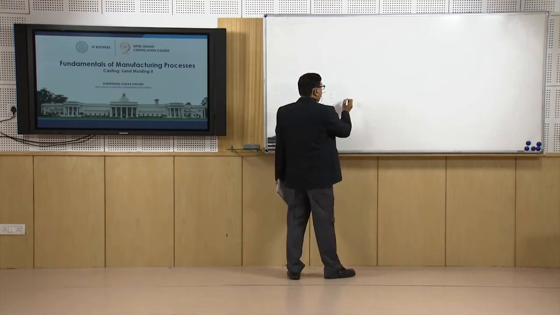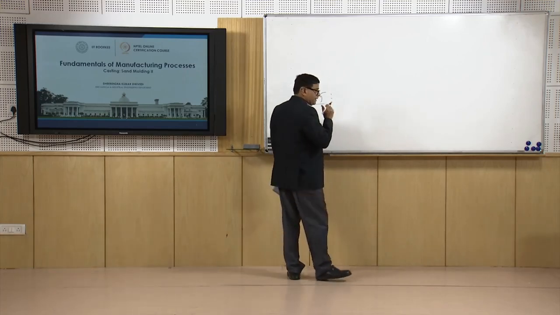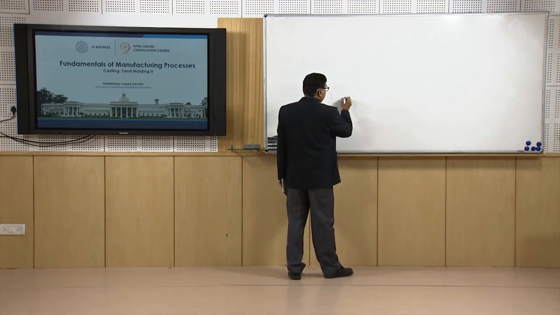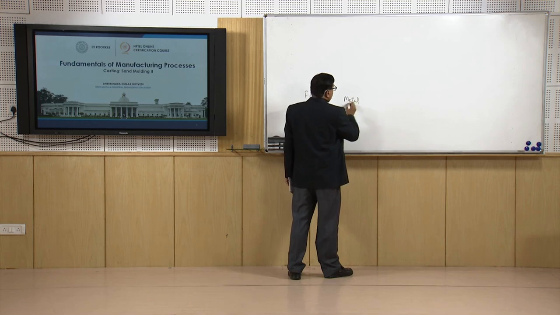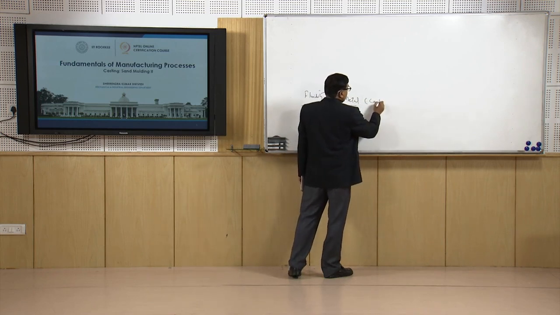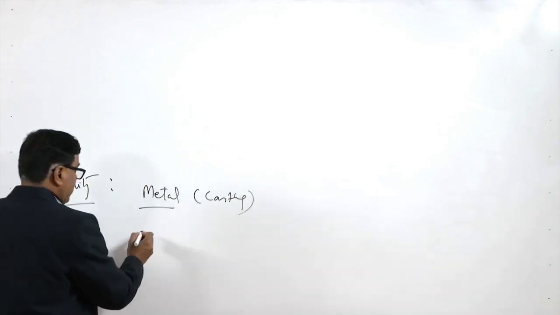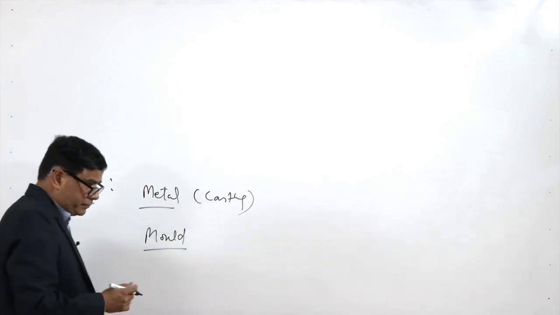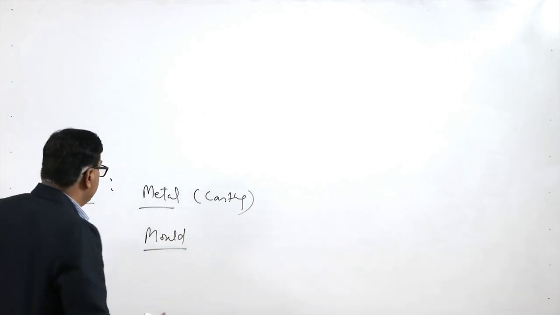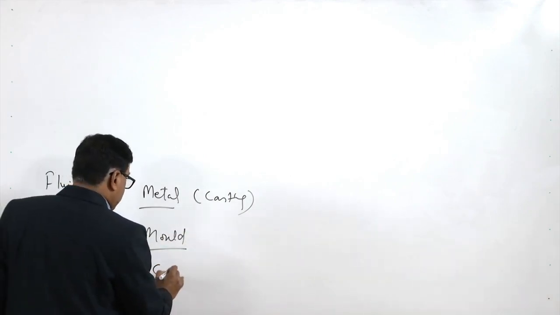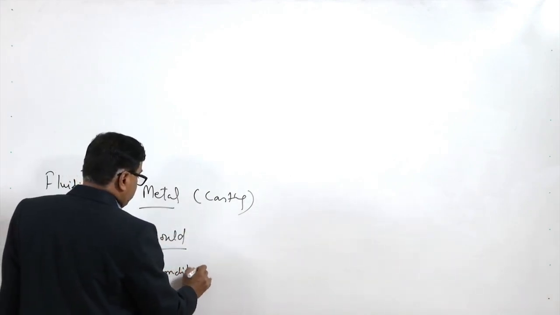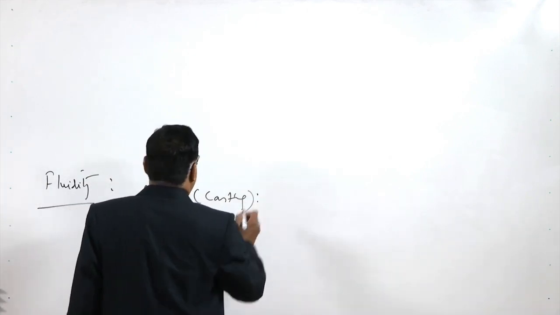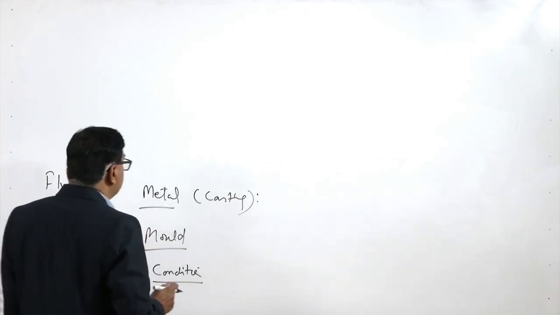number of characteristics or features related to the casting, and this includes the metal being used for the casting purpose. This is one. Then another important one is the mould in which the molten metal will be flowing, and then the conditions in which the molten metal is poured. So, these are the three important things which will be governing the fluidity.